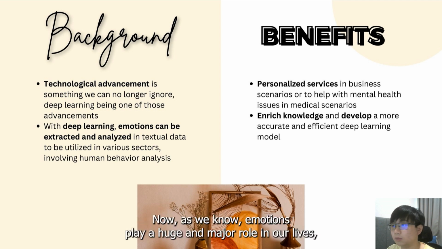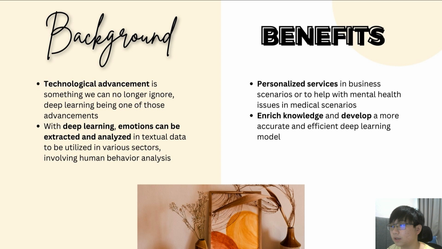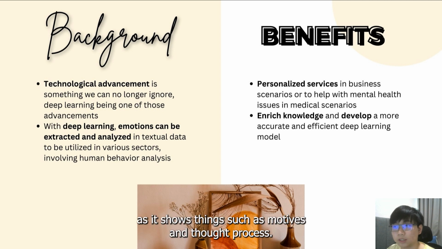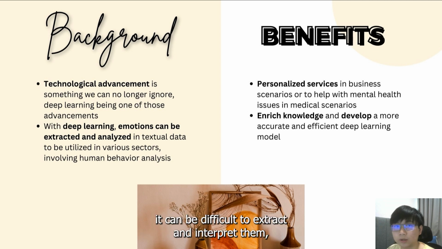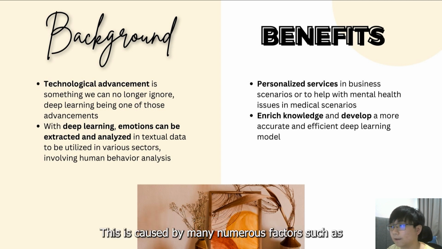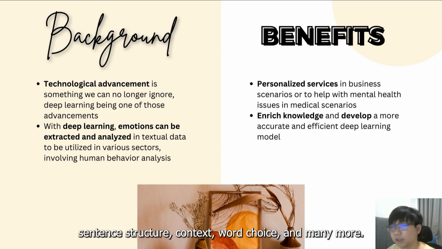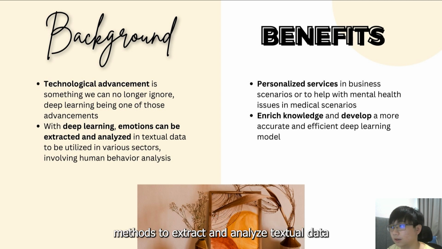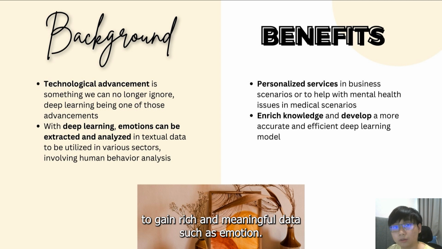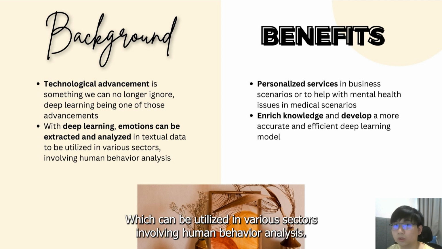Now, as we know, emotions play a huge and major role in our lives, as they show things such as motives and thought process. However, when it comes to emotions in textual data, it can be difficult to extract and interpret them, as they can be expressed in two ways, explicitly and implicitly. This is caused by numerous factors such as sentence structure, context, word choice, and many more. Now, with the help of deep learning, numerous researchers have developed methods to extract and analyze textual data to gain rich and meaningful data, such as emotion, which can be utilized in various sectors involving human behavior analysis.